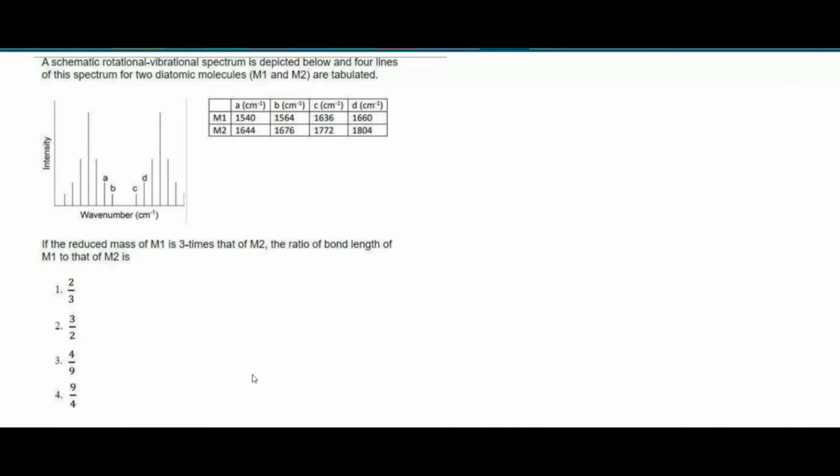Okay, so the question goes like this. A schematic of rotational vibrational spectrum is depicted below, and 4 lines of the spectrum for 2 diatomic molecules M1 and M2 are tabulated over here.